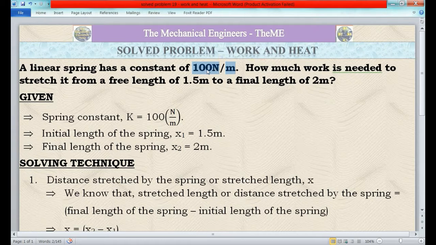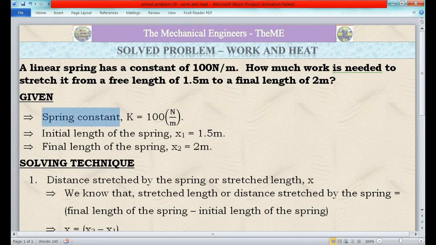Now, the linear spring is being stretched. So the length of the spring increases from 1.5 meter to 2 meter. So in this question, we have to find the work done for stretching the linear spring from 1.5 meter to 2 meter. Now I will list out the given conditions from the question.